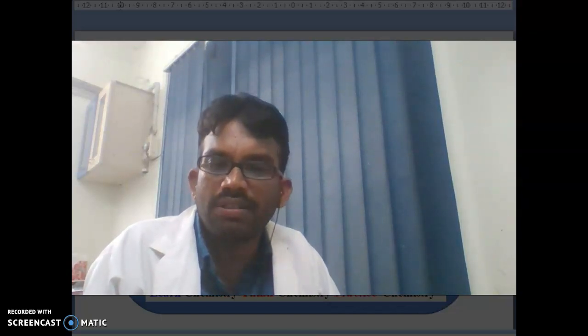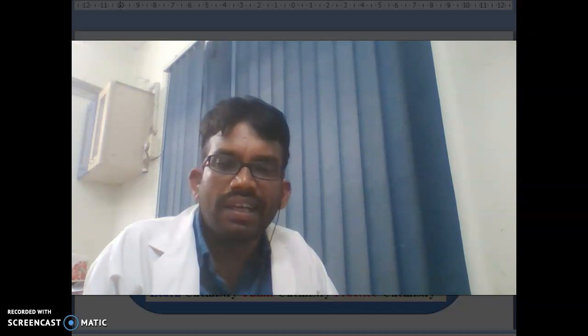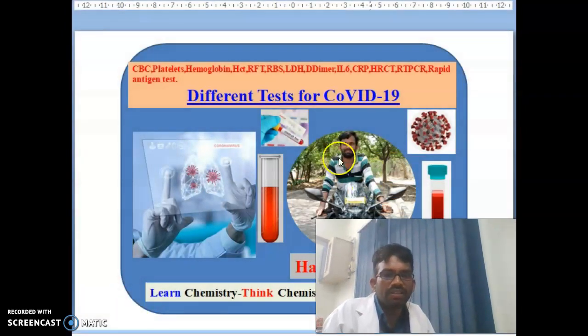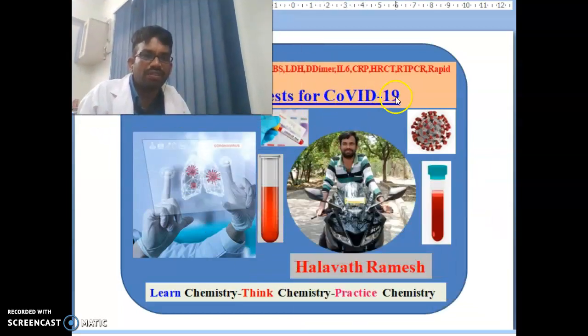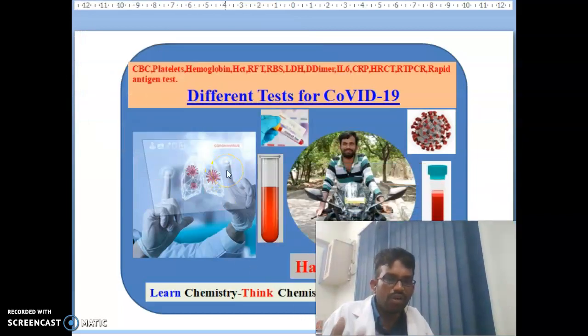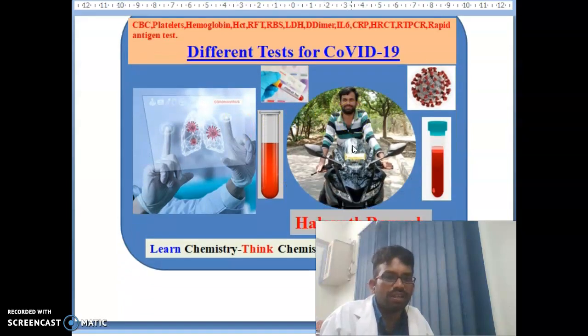Today's topic is about COVID-19 related tests. What are the different tests related to COVID? We will look at the different tests for COVID-19 and give a brief introduction to the various tests. What are their applications? What major role do they play? They help detect the grading of COVID-19, or how severe the infection is, and you will find these things out.